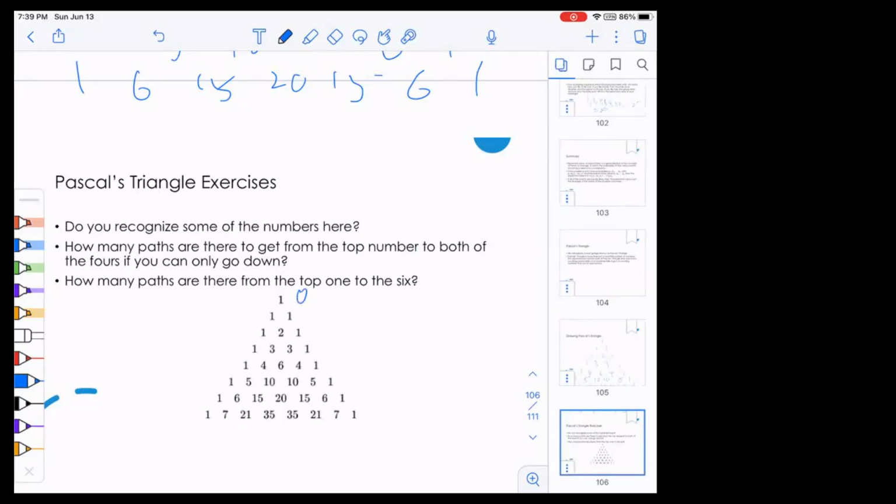So the first row is 0, the second row is 1, the third row is 2, the fourth row is 3, 4, 5, 6, 7. And so basically the first one is 0 choose 0, and then we have 1 choose 0 and 1 choose 1. Then we have 2 choose 0, this one is 2 choose 1, and then 2 choose 2. And then the pattern goes on. So you can see that, right? All of these numbers are just combinations.